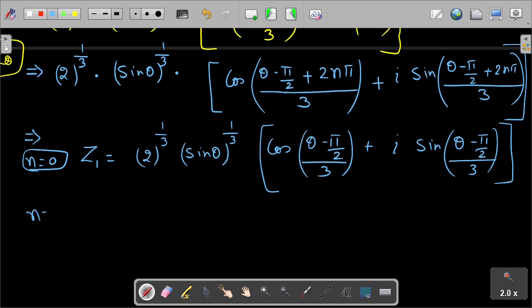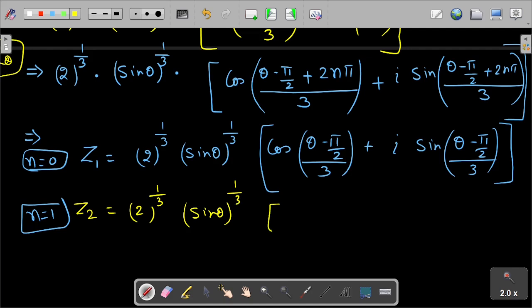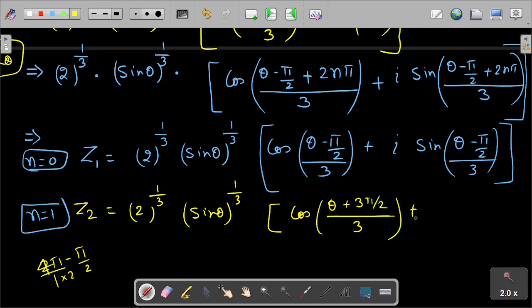Similarly, when we put n equal to 1, we will get z2 equals 2 raised to power 1 by 3 sine theta raised to power 1 by 3, and here we will get cos. Put n equal to 1, so it's 2 pi minus pi by 2. What will it be? We will take the LCM, 4 pi minus pi, that is 3 pi by 2. So we will write here cos of theta plus 3 pi by 2 upon 3 plus i sine of theta plus 3 pi by 2 upon 3. This is the second solution.